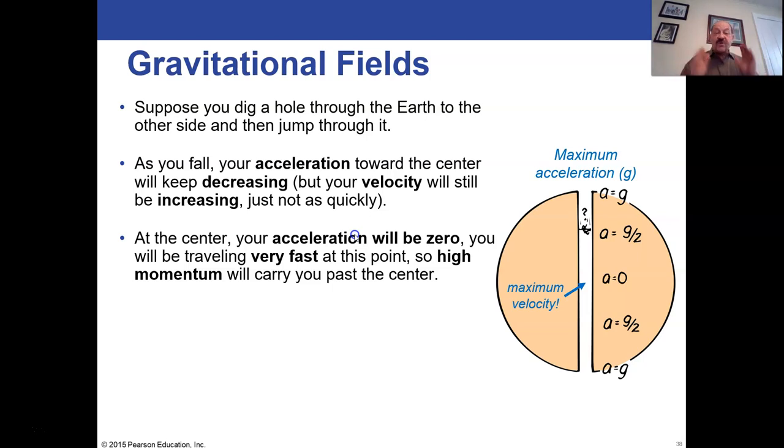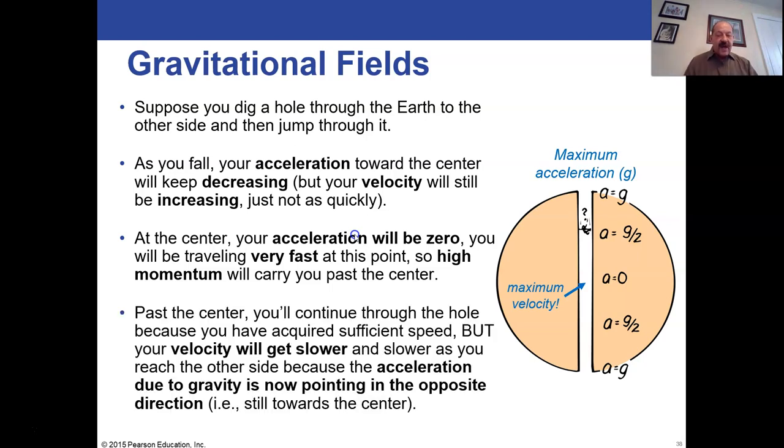But you're flying so fast through the Earth that even though you have nothing pulling you, your momentum will pull you right past that point. And past the center, you're going to start feeling gravity again, but the gravity's pulling the other way, towards the center, and you're going away from the center to come down to what looks like the bottom in this picture. So the acceleration is going to be increasing in the wrong direction.